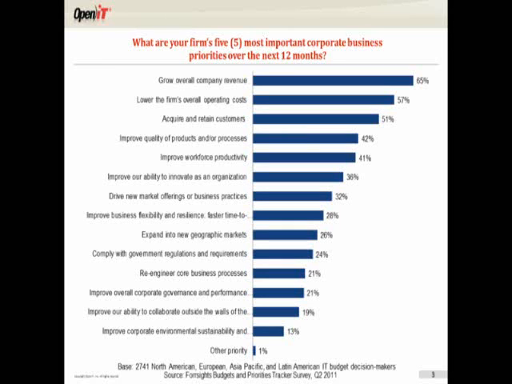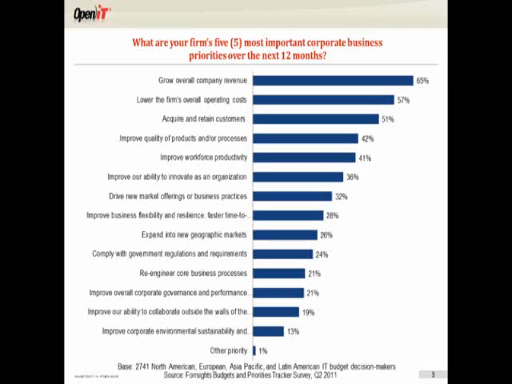The source for this data, again, is the Forrester organization, and this is from their Forrester Budgets and Priorities Tracker Survey from Q2 of last year. And when they asked their customers what the 5 most important corporate business priorities were over the next 12 months, I think it's no surprise to see the #1 priority being to grow the overall company revenue. But close behind that, right on its heels, is lowering the firm's overall operating costs.